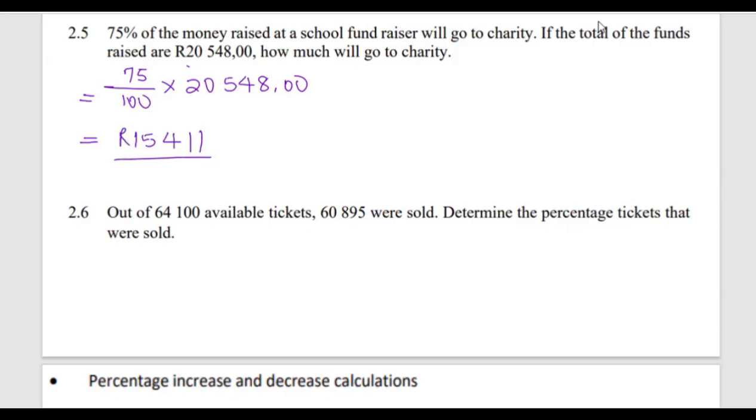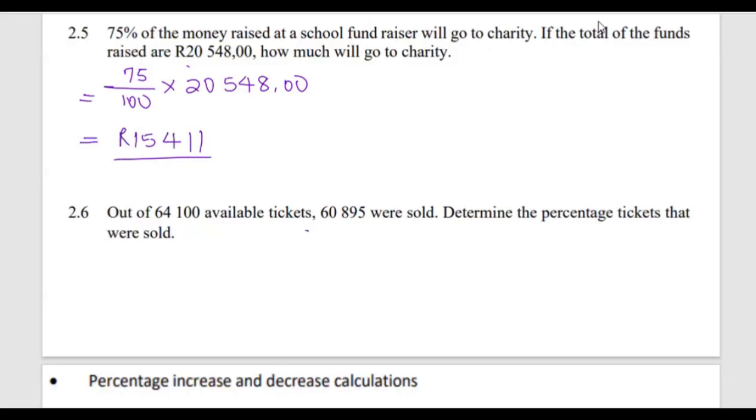411 rands. Now they're telling us 2.6. Out of 64,100 available tickets, 60,895 were sold. Determine the percentage of tickets that were sold.